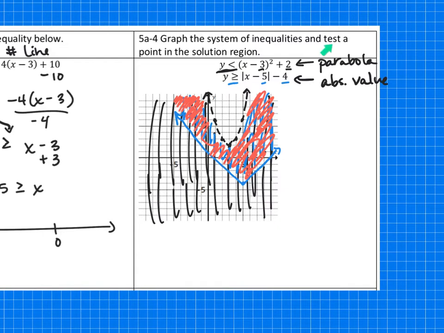So the other part to this is you need to test a point in the solution region. That means you need to test it in both the original parabola equation and the absolute value. So you can pick any point in this double shaded region. I think I'll go with something that's got a 0 here. So let's go with 0, 4. So this point right there, do it in green. That point right there. I'm going to test 0, 4.